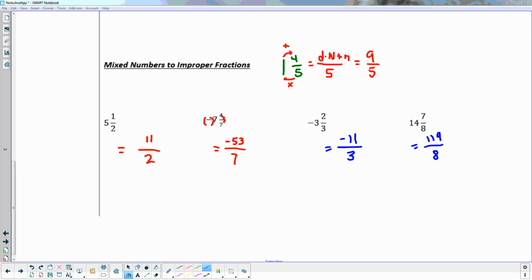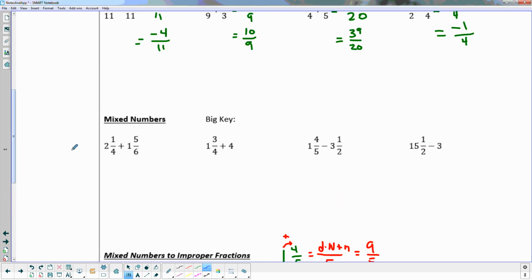Okay, hopefully you had a chance to do those, and hopefully what we get is, for the first one, again, I kind of ignore the negative for now. 3 times 3 is 9, plus 2 is 11, so it's -11 over 3. And then this one was a little bit tougher just because the numbers got kind of large. 8 times 14 is 112, plus 7 is 119. So 119 over 8. So that brings us back up to how to add and subtract mixed numbers.